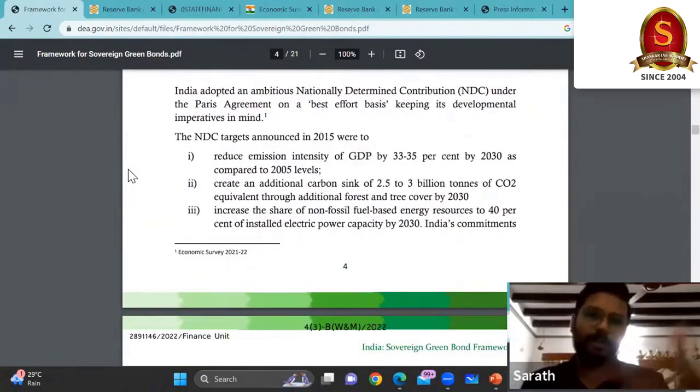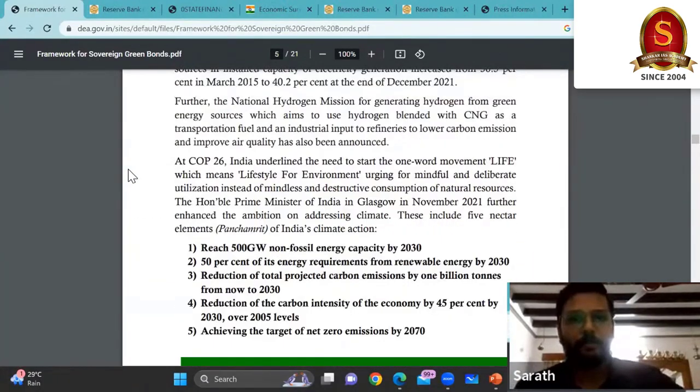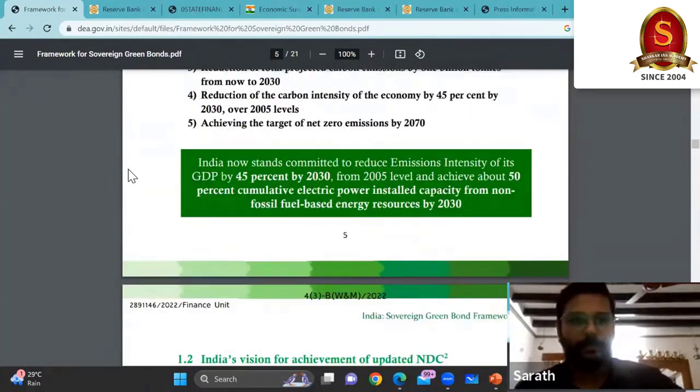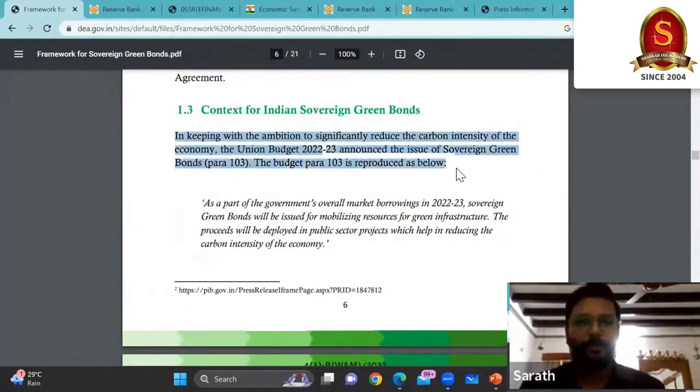So what they have given insight is not necessarily related to green bond itself. They have given about nationally determined contribution goals and all those things, and say that ultimately the objective is to meet some of these targets. Okay, so that is all of the context.